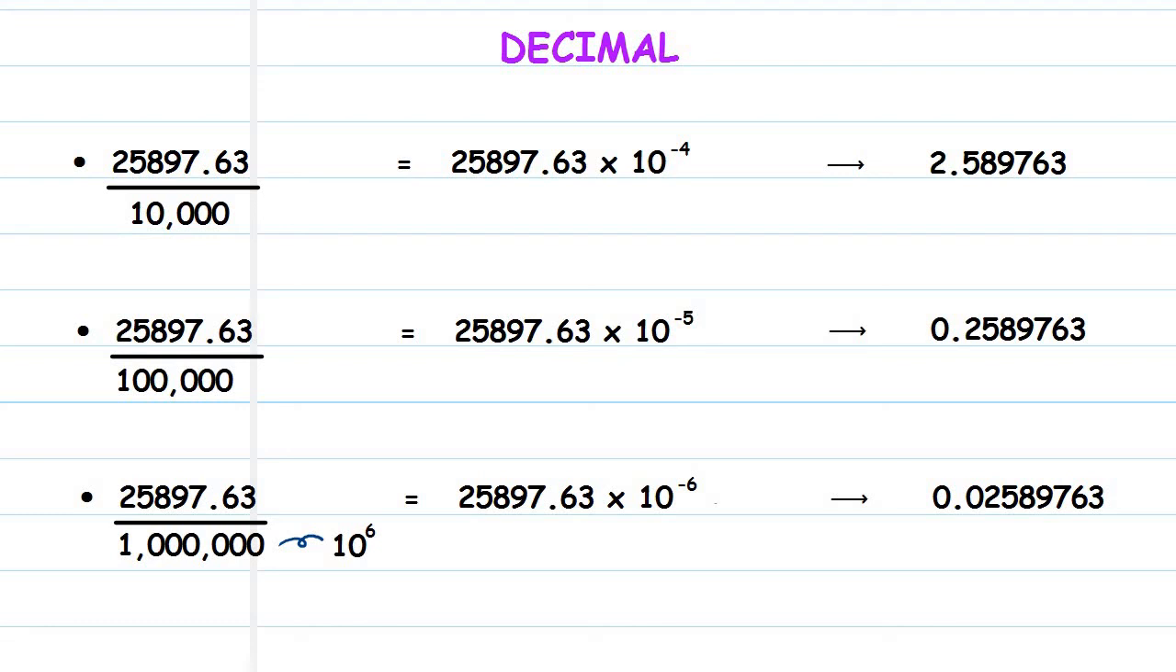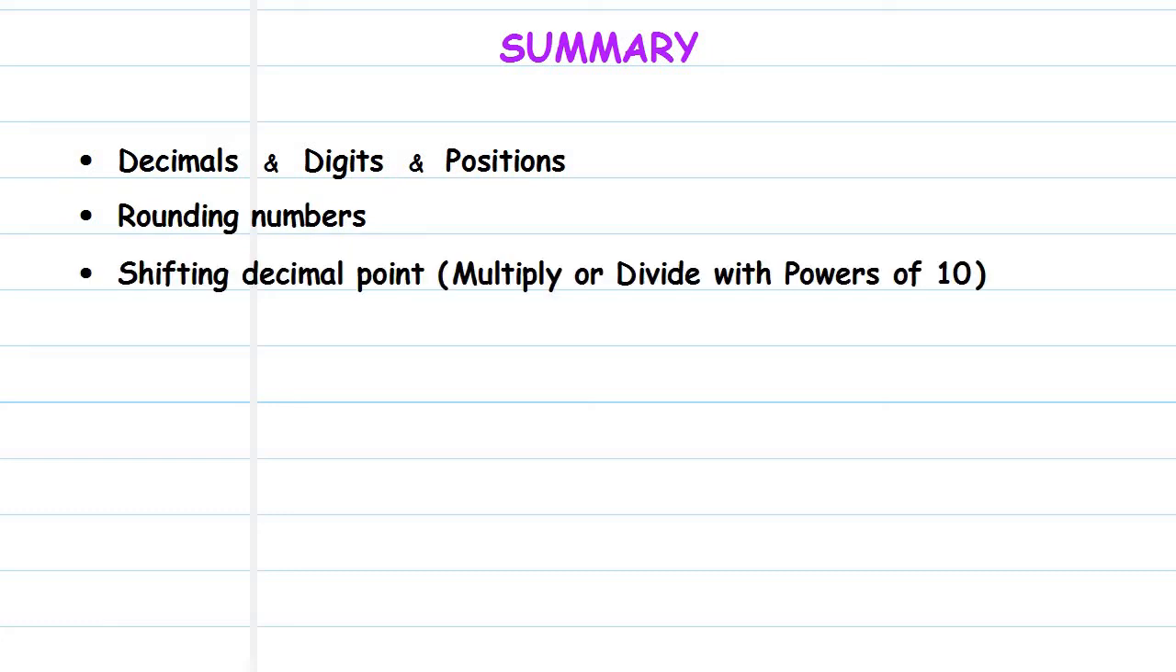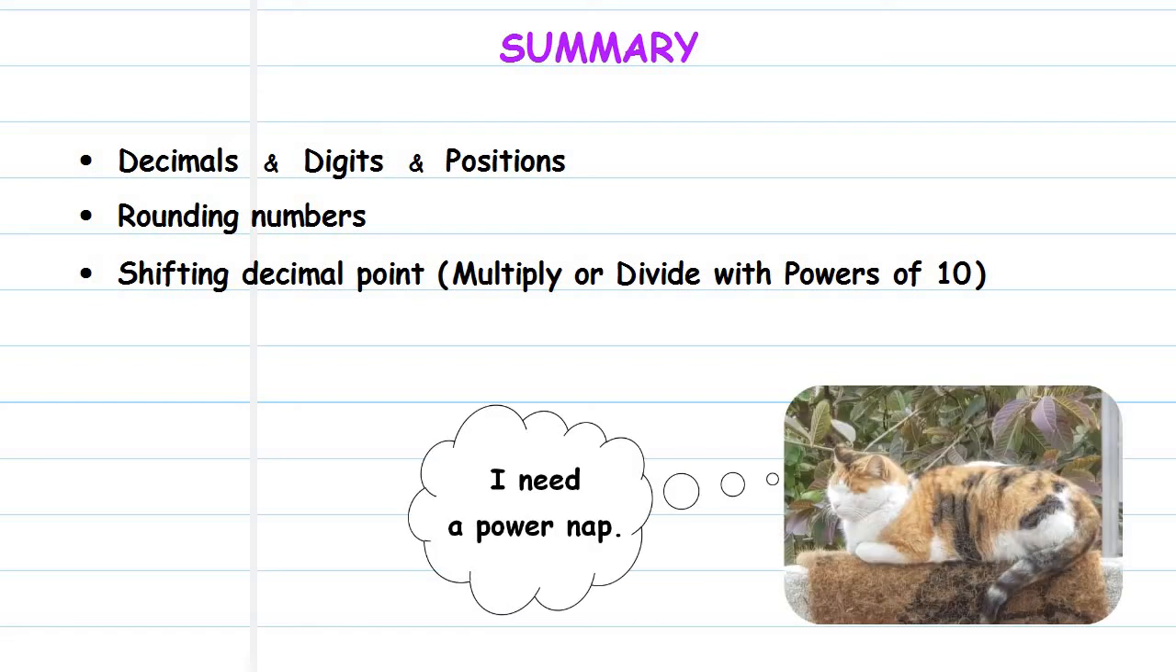Let's try to summarize what we learned so far. We went over the decimals in general, and then we went over their digits and positions in more detail. We also took a look at how to round decimal numbers, and how to shift a decimal point when multiplying or dividing with powers of 10. So this video went over the basic concept of decimals. Make sure you're comfortable with this first, then try moving on to the next video.